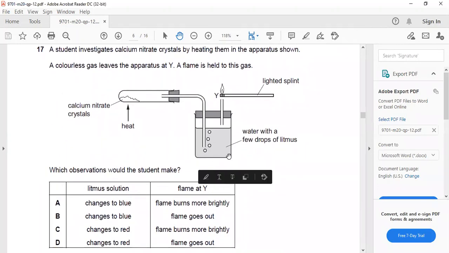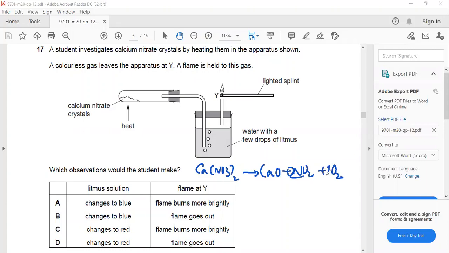17 is again about the gases. You must know about group 2 nitrates. This is the equation. When nitrate is heated, you get oxide, nitrogen dioxide, and oxygen, with half oxygen for 1 mole.